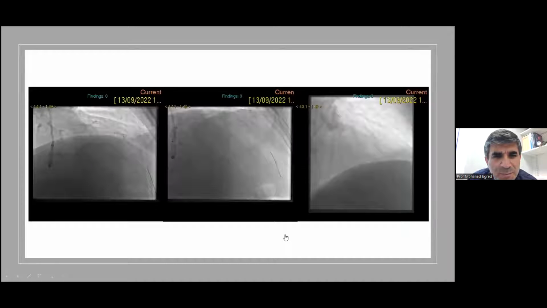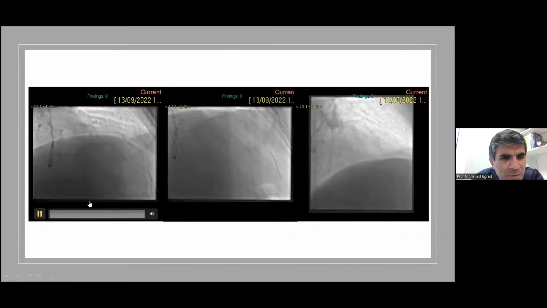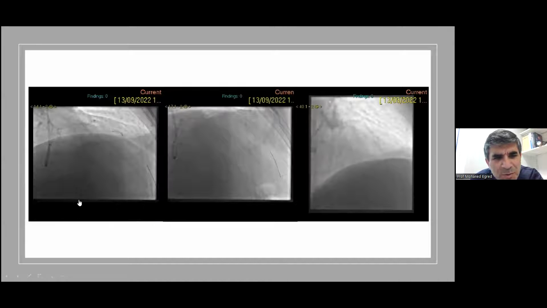The balloon is quite restricted in here. Let me just play this. Apologies, this is the balloon. Anyway, maybe this one here will show it. You could see that there's a waist on the balloon. I don't know if that's clear or not, but there was a severely narrowed area that did not expand despite going to higher pressure. And that's where the laser also came to help.